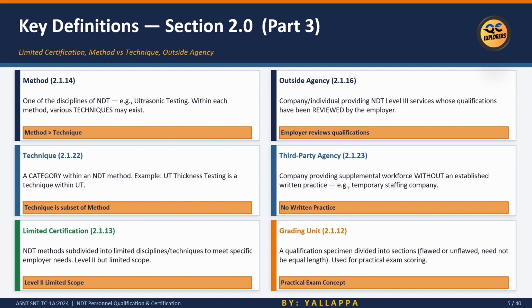Next, outside agency. This is a company or individual providing Level 3 services whose qualifications are reviewed by the employer. And third-party agency means a supplemental workforce provider without an established written practice. Another important term is grading unit. During practical examinations, specimens may be divided into grading units for evaluating detection rate and false calls. Very important practical examination concept.